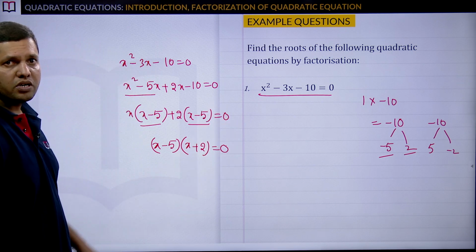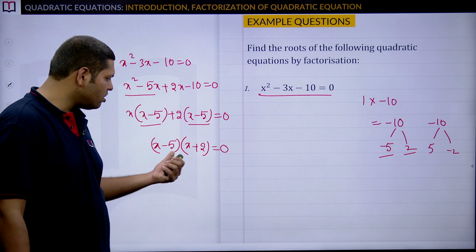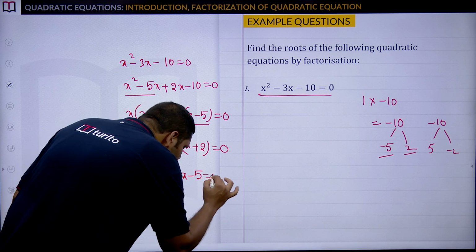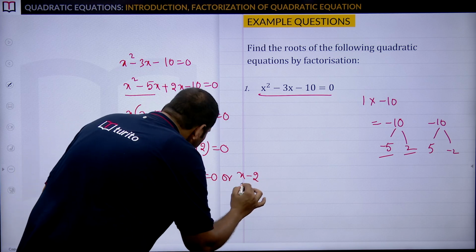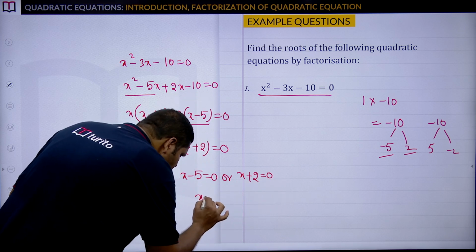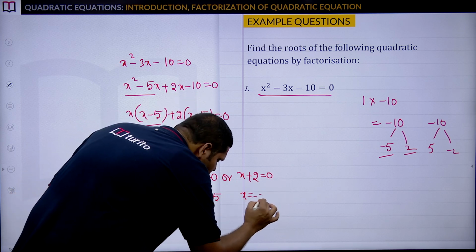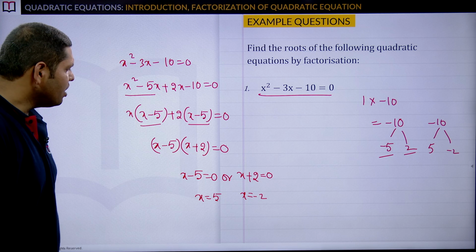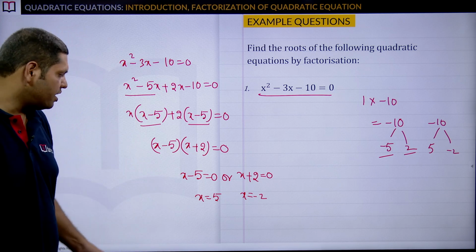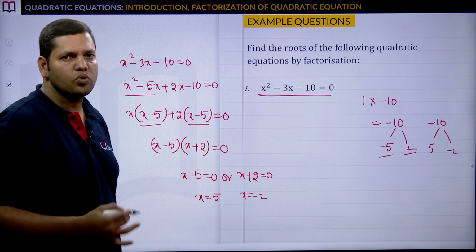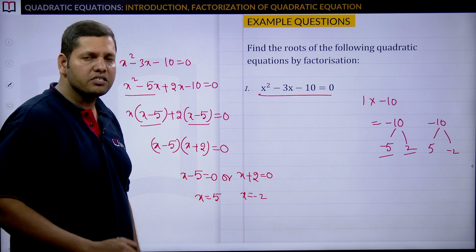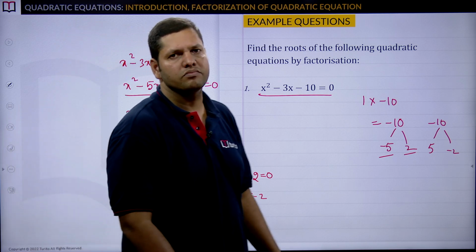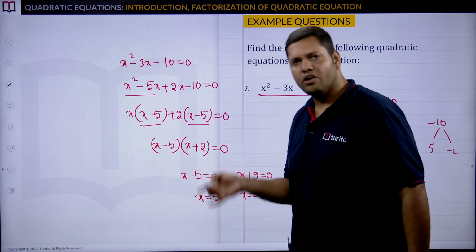Then, children, product of two terms equal to 0 means either this term is equal to 0 or this term is equal to 0. So I am writing x minus 5 equal to 0, or x plus 2 equal to 0. Then x is equal to 5, that is the answer, or x is equal to minus 2. Clear, children, any doubts? The answer is x equal to positive 5 and x equal to negative 2. So these two are the roots of the quadratic equation, or the solutions of the quadratic equation. Okay, that is the final solution. See children, any doubts regarding this, you can ask me.